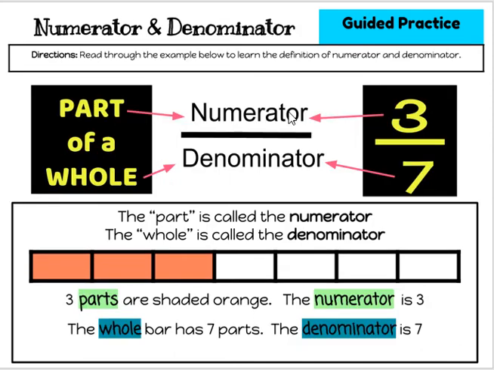Now these are known as your numerator and your denominator. Your part is your numerator, your whole is your denominator. So 3/7 is the fraction. The part is the numerator, which is 3 shaded orange. The whole, 7 parts, is the denominator. So 3 out of 7, or 3/7.